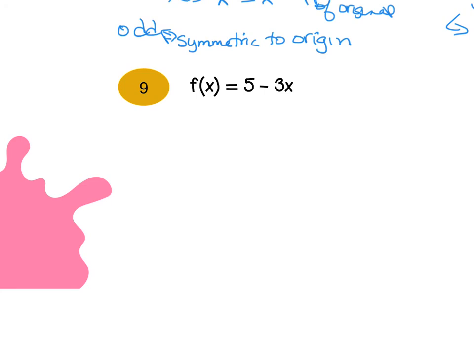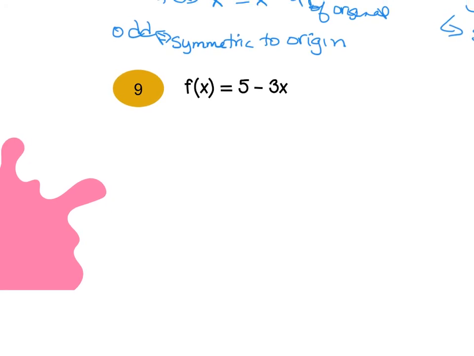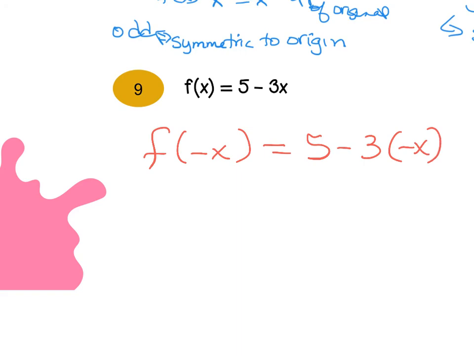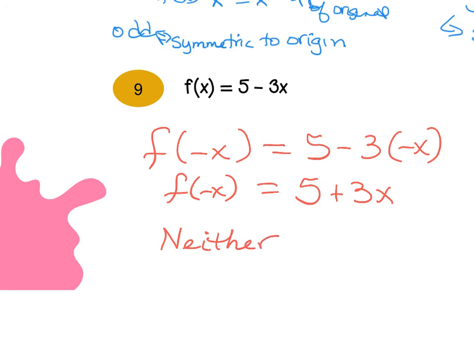Again, I'm replacing x with negative x. The 5 stays the same. The only thing I'm changing is the x in this equation. I'm going to simplify this, and negative 3 times negative x becomes positive 3x. Because the 5 stayed the same, but the 3 changed to the opposite sign, everything needs to either stay the same or everything needs to go opposite sign. So this one would be neither, and it has no symmetry.